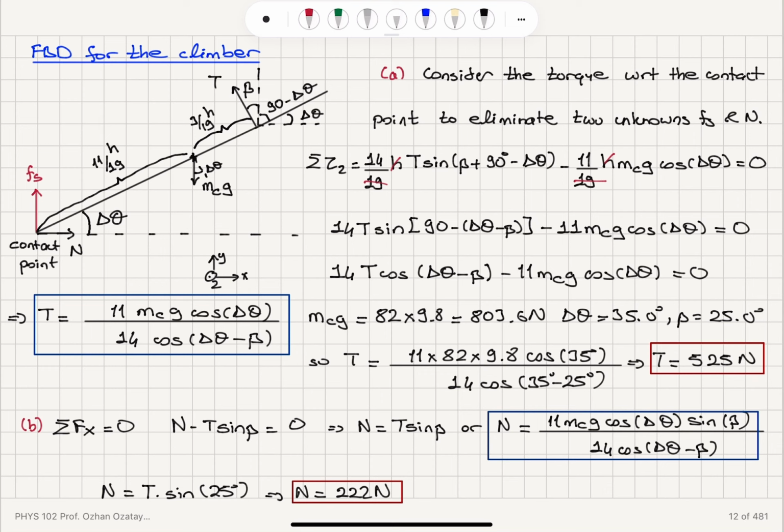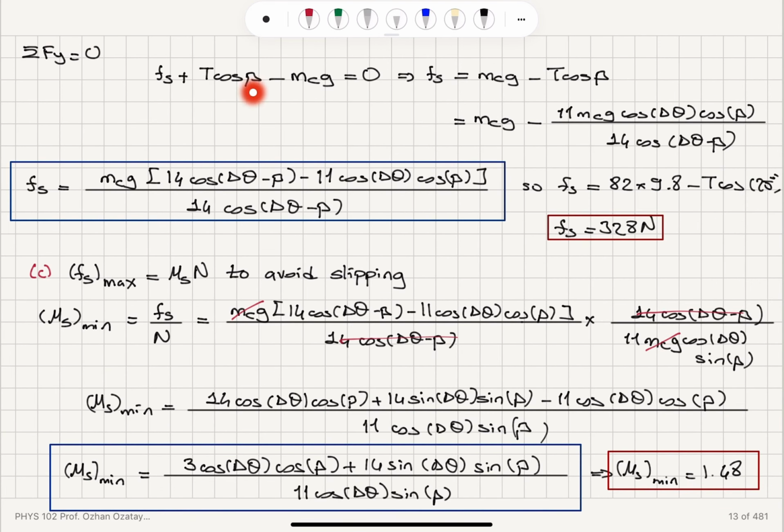Now for the equilibrium on the x-axis, the normal force is balanced by the horizontal component of the tension, which is T sine beta. So that's what I use. And for the equilibrium on the y-axis, the static friction is balanced by the weight and the vertical component of the tension, which is T cosine beta. And that must be equal to 0, so I calculate the static friction. Now, this is the static friction I need.